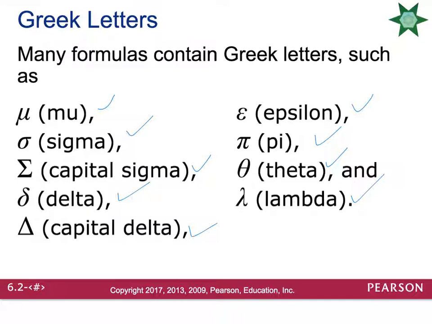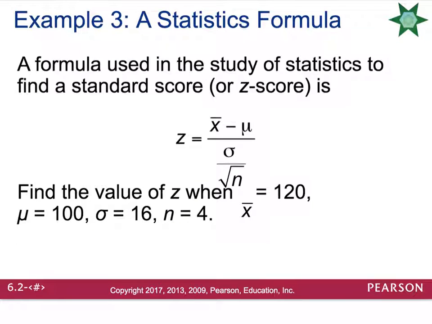So when you guys go off to your 4-year college, many of you will learn the Greek alphabet. These are some very common ones that you're going to see in this class. A statistics formula that we will use later on this semester is going to be one to calculate the z-score. So to calculate the z-score, you take x bar minus mu and divide it by sigma over the square root of n.